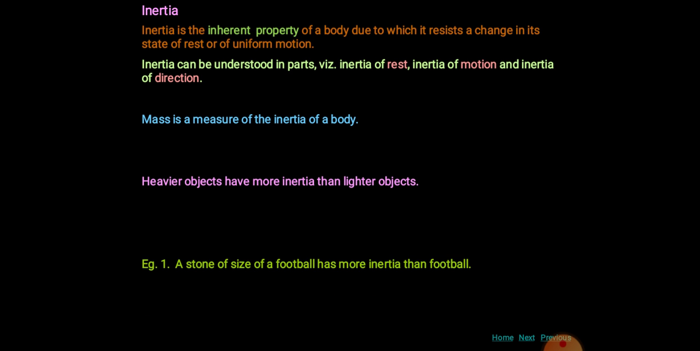If you take a stone the size of a football, it has more inertia than the football. Here we have compared a stone and a football. The stone has more mass, so it has more inertia as compared to the football. Similarly, they have given two balls here. A cricket ball has more inertia than a rubber ball of the same size.